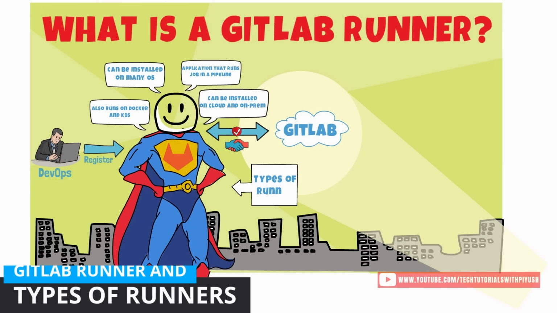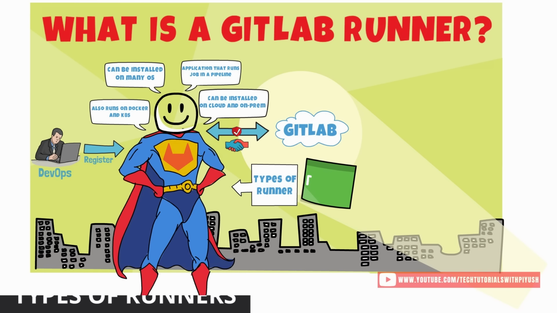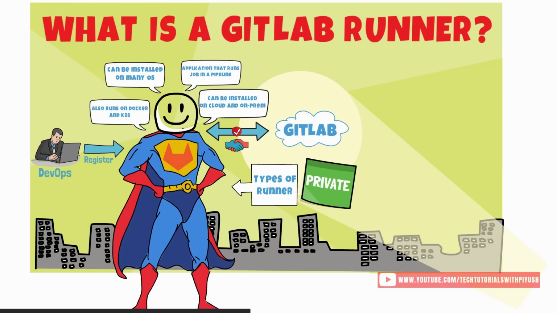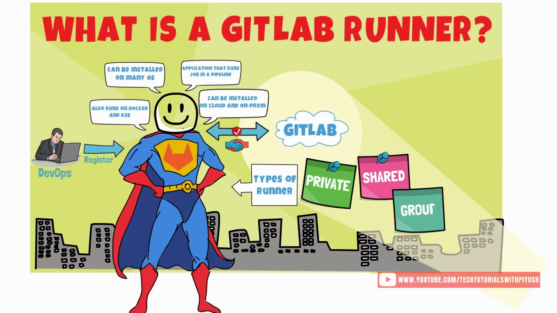Let's see how many types of runner there are. First is a private runner, which is like a self-hosted agent and can be installed in your own data center or your cloud services. The next one is a shared runner, which uses a runner from the available pool of runners from GitLab based on the tags. The next one is the group runner, which can be installed on a Kubernetes cluster and supports high availability and fault tolerance.